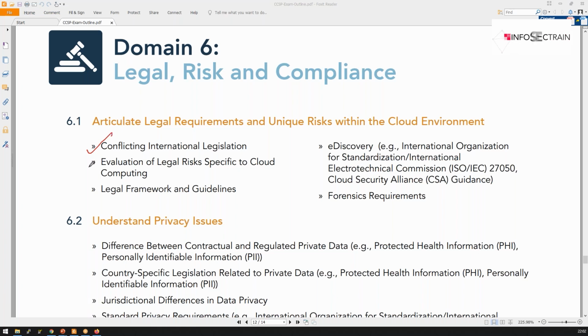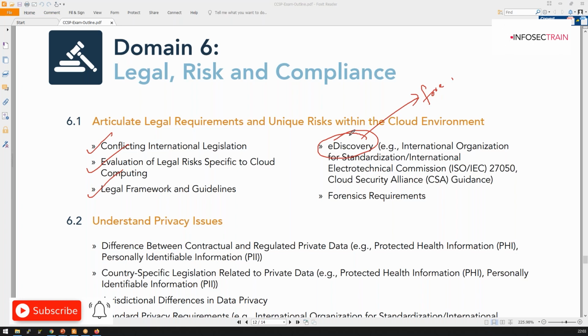And then how we can evaluate the risk specific to the cloud platform. Basically, the cloud platform is global, so it can also bring us a lot of risk in terms of legal factors, and the various legal frameworks like APEC and OECD will help us with that. And we have e-discovery. E-discovery is the process of collecting information for forensics.